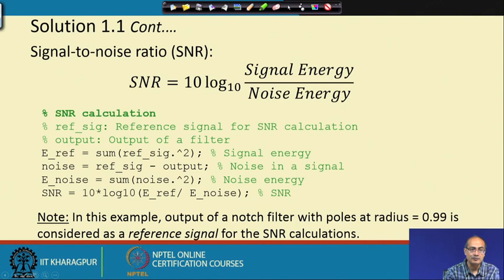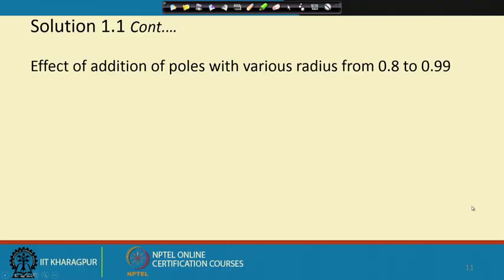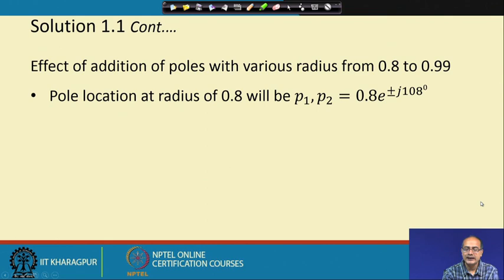However, this decision does not come just now, it would come actually at the end of the experiment. So, we need to actually wait to get this value where it is the best. So, here the effect of adding poles with varying radius 0.8 to 0.99 we need to look at. So, first if we look at 0.8, the poles will look like 0.8 into e to the power plus minus j 108 degree. So, that would be the same location, the angle would be the same, the only thing is that the radius has been reduced as we have suggested to go for 0.8.